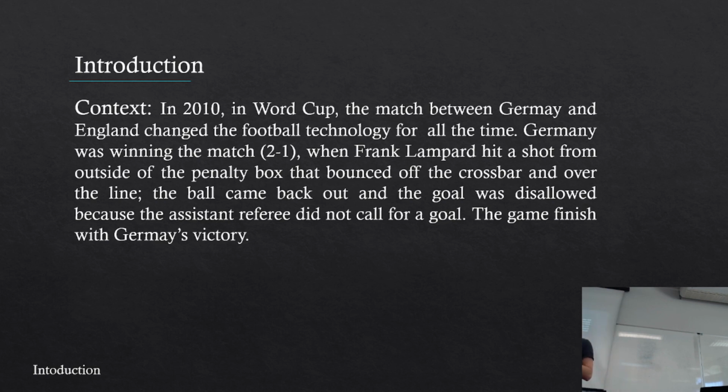again everything changed. In a match between Germany and England, while Germany was winning the game, the midfielder Frank Lampard hit a shot from outside the penalty box that bounced off the crossbar and over the line. The ball came back and the goal was disallowed by the assistant referee, after Germany won the match.